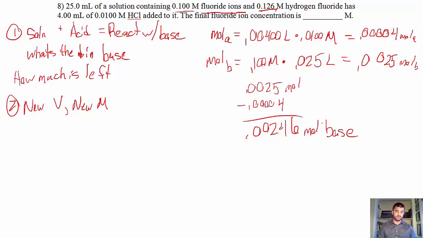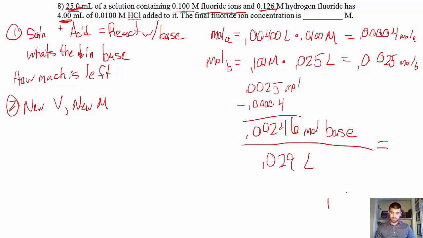So now we got how many moles of our base. We got to divide that by the liters that we now have. Now we have 29 milliliters total because we had 25 milliliters and we added 4 milliliters to it. So we got to divide by 0.029 liters to give us the molarity of our base, which is 0.0848 molar.